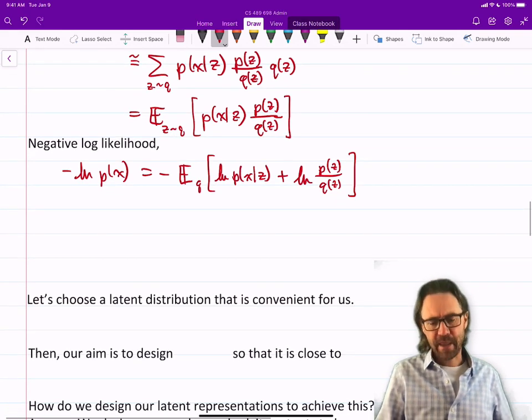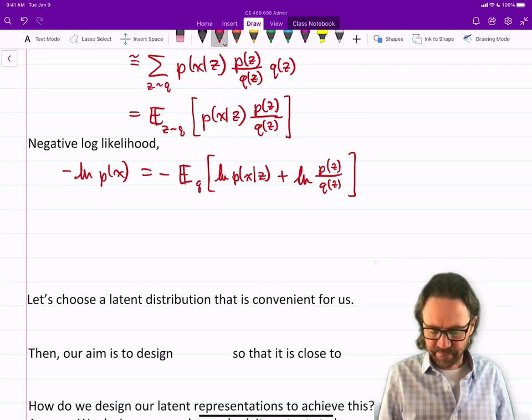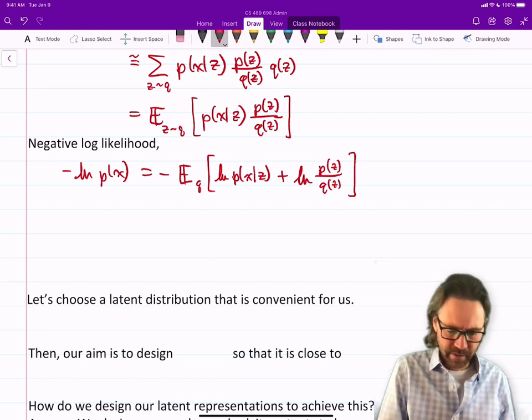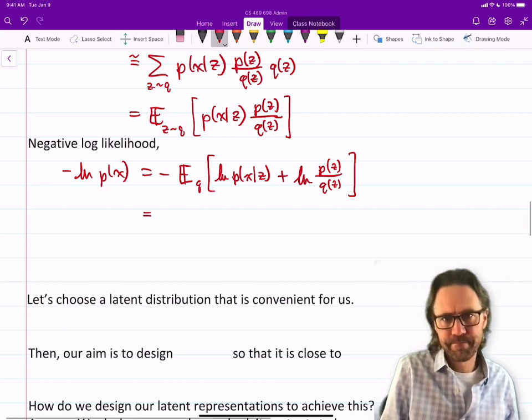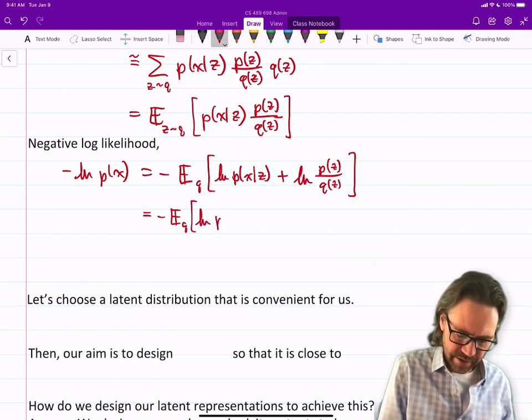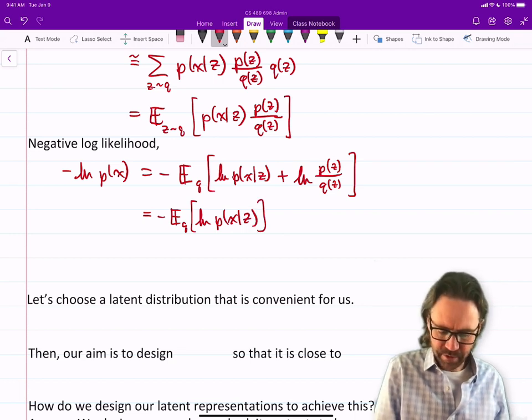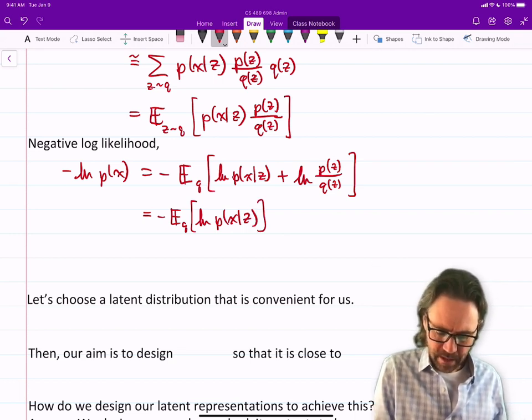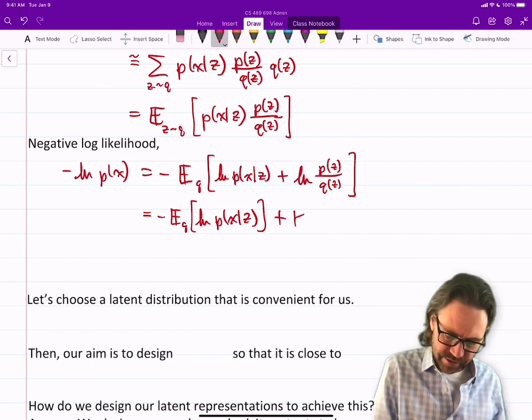Okay, now this first term is just the expected value of the negative log likelihood. You can't do much with that. The second term, though, is the KL divergence between Q of Z and P of Z.